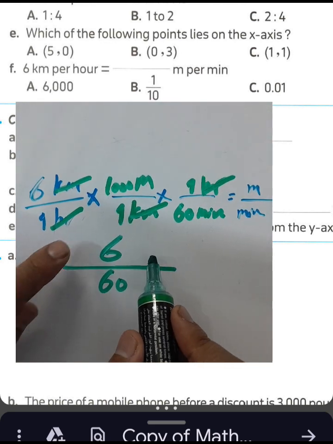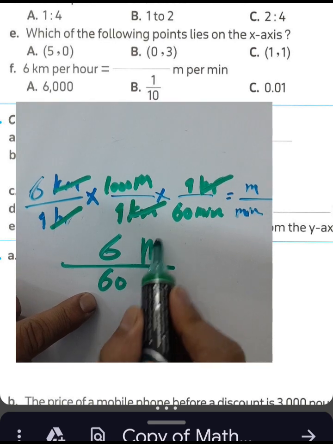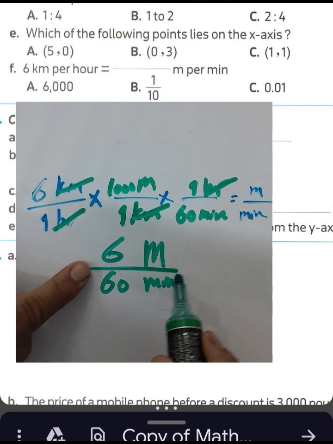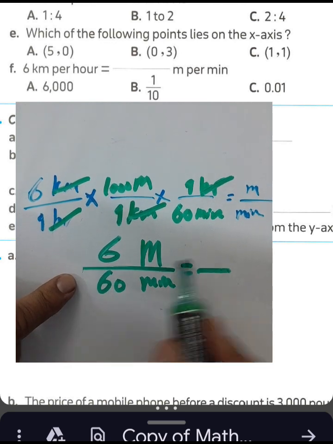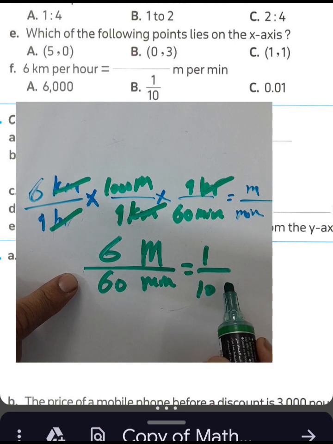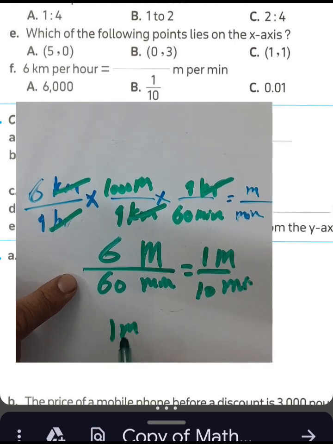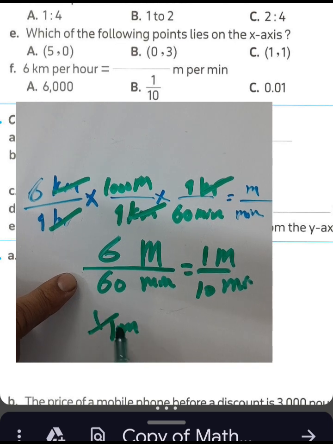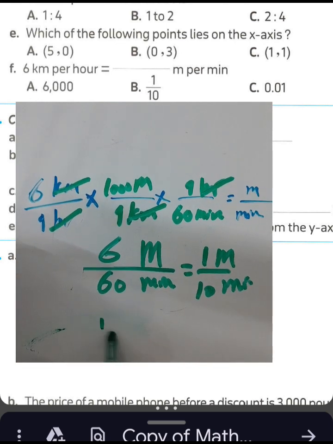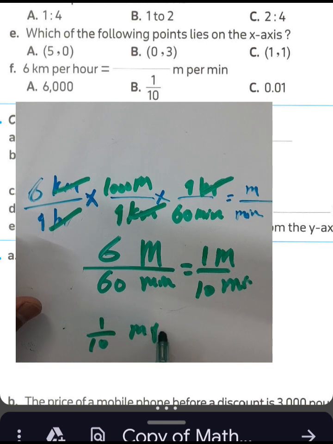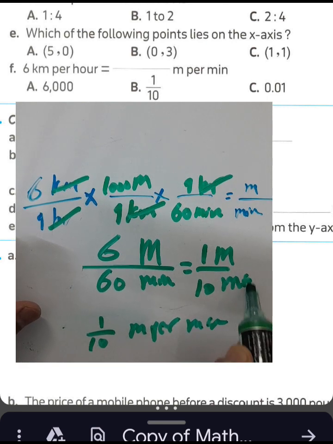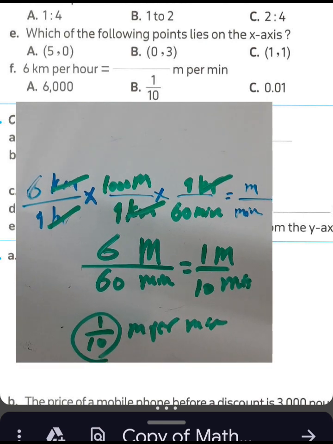Then the result is 6 over 60 meter per minute. Cancel here by dividing numerator and denominator by 6. The result will be 1 over 10. Then we can write 1 over 10 meter per minute. Okay, 1 over 10 meter per minute. Then the result will be 1 over 10. Choose letter B about question letter F.